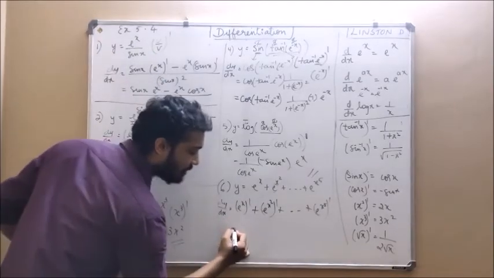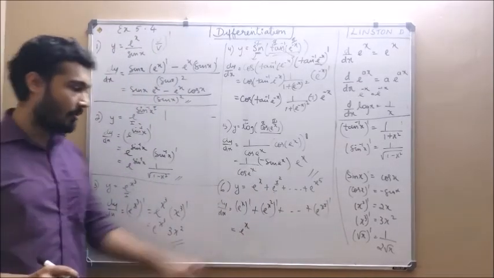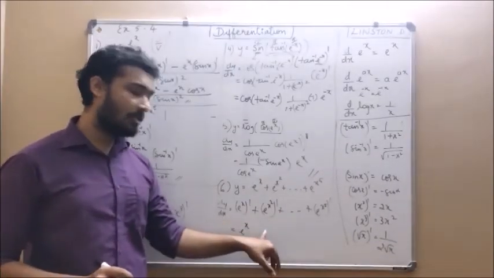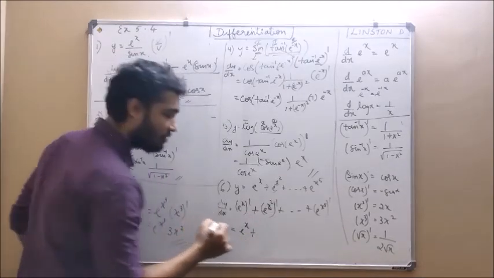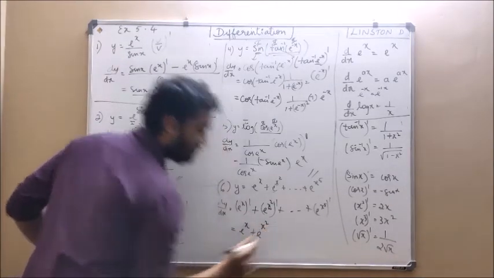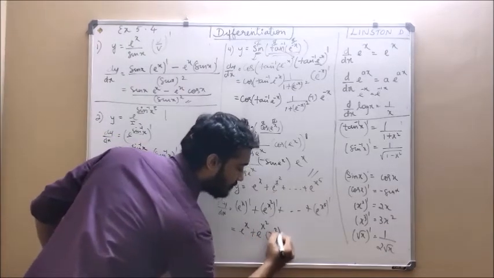So the differentiation of e power x is nothing but e power x. What is the differentiation of e power x square? The differentiation of e power x is e power x. So instead of x, here there is x square. So e power x square. Now instead of x there is x square, so differentiate x square.